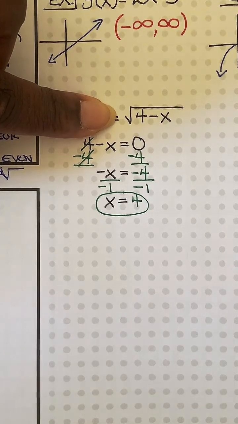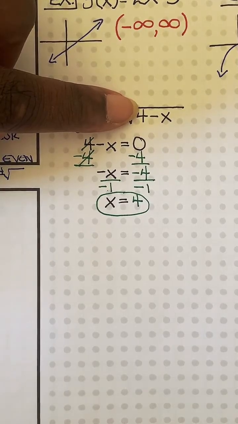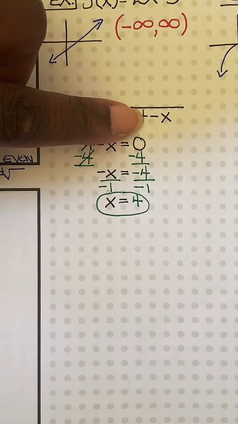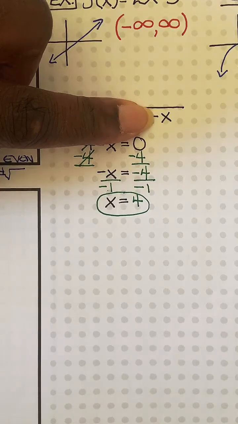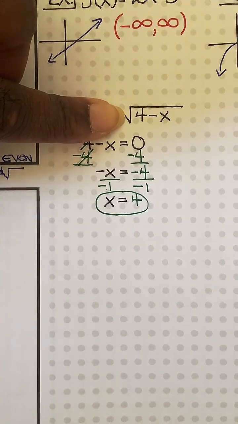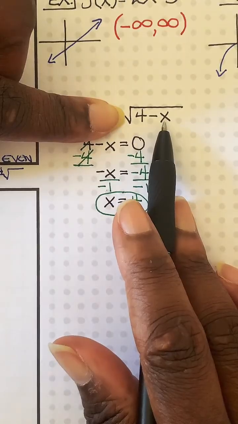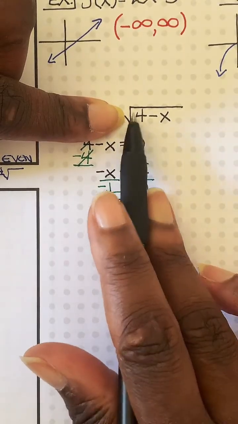Knowing that 0 is my staple where I normally start, if I go below 4, will I get a positive number? If I go below 4, I'm going to get a 3. 4 minus 3 gives me 1. The square root of 1 is 1. So that works. We don't have a negative. If I do a 2, I get 4 minus 2, which will give me 2. And then I have the square root of 2.